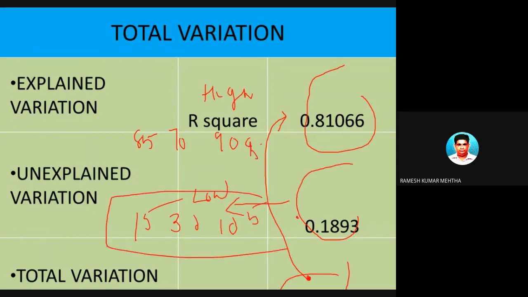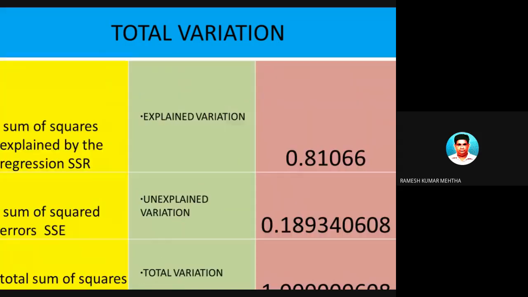So this should be low and this should be very high, because the explanatory power of the model of the given equation should be very, very high. Next one, this is carried again. Sum of squares explained by the regression is the explained variance. Sum of squares of errors, which is the unexplained variance, is 19 percent. The total sum of squares is 100.